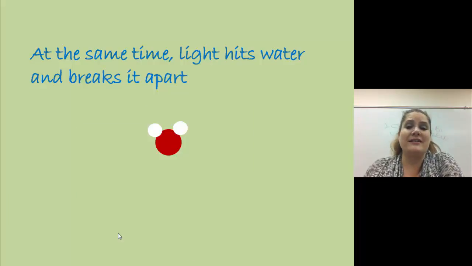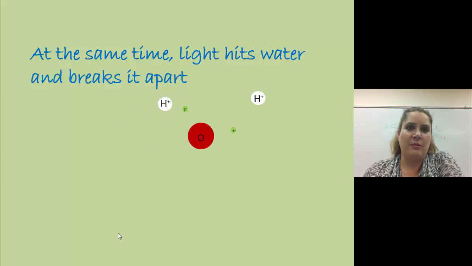At the same time that that's happening, light is gonna hit water, and that water is gonna break apart. So take a minute and think about what happens when water breaks apart. What do you know happens when water breaks apart? Yes, sort of. So light's going to hit this, and what we're going to get in this case, rather than a hydroxide ion, which is what you're probably thinking, the whole entire thing is going to come apart.